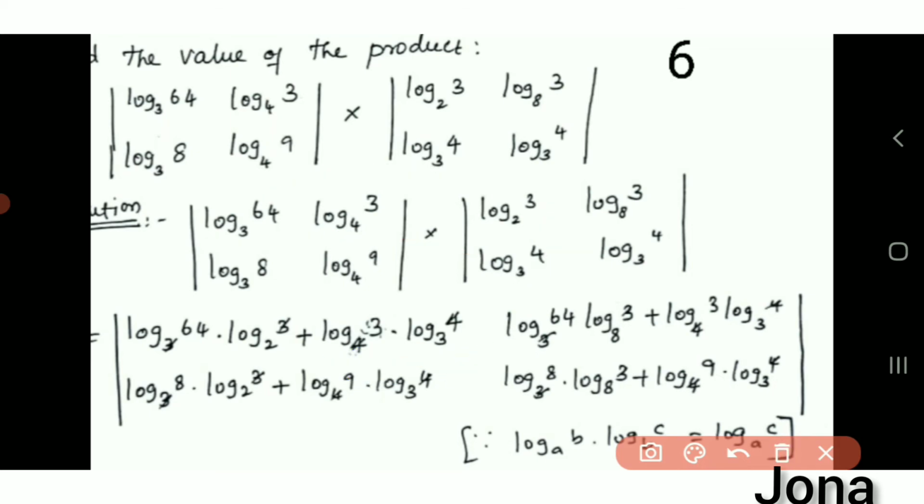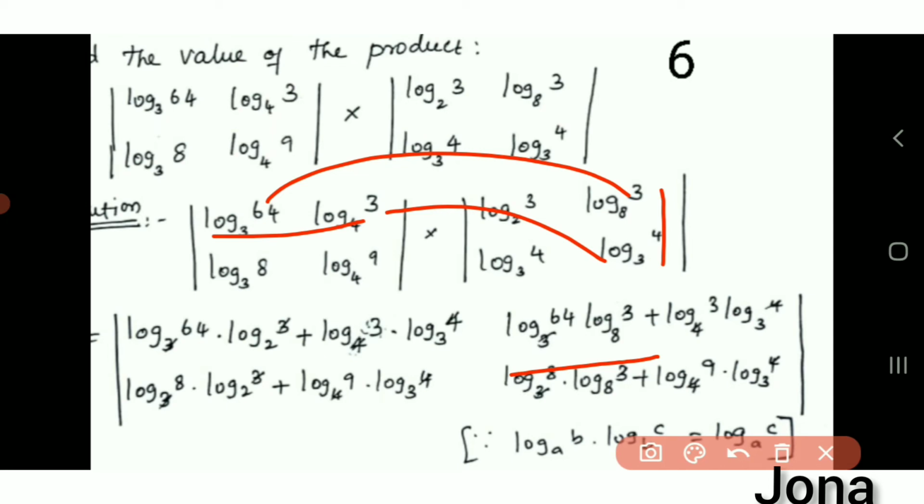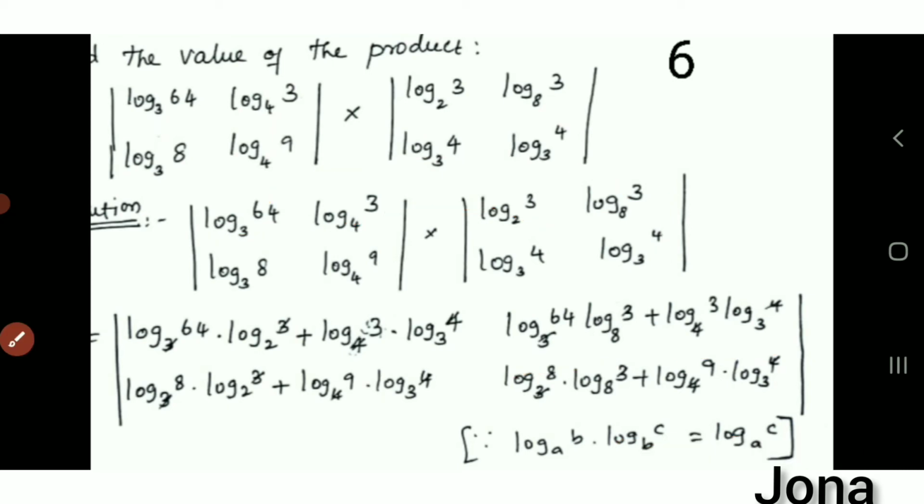Likewise, first row, second column. So this term and this term we have to write first: log 64 base 3 and log 3 base 8, plus the second term and this term, log 3 base 4 into log 4 base 3.